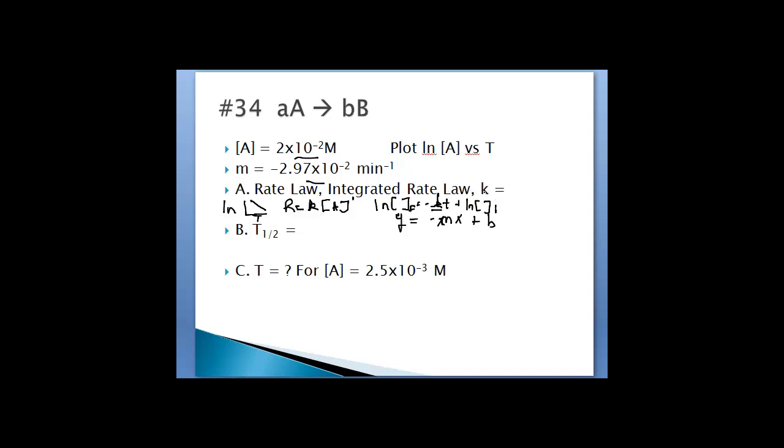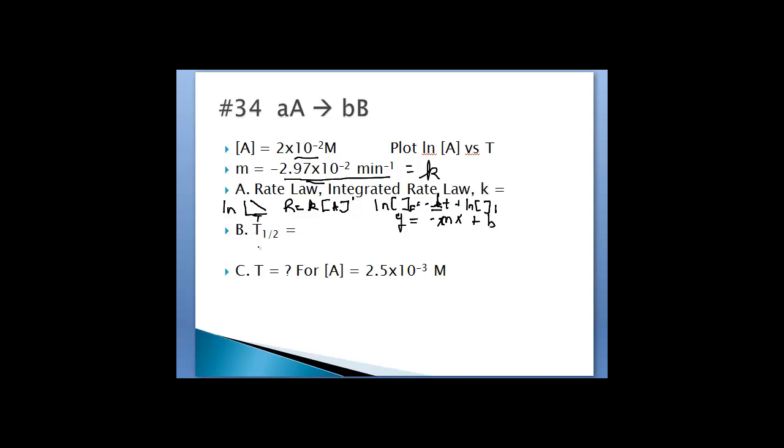We're going to solve for k there, so we don't really need to solve for k because, again, the slope of our line is equal to k. So that is going to be equal to negative 2.97 times 10 to the negative second.